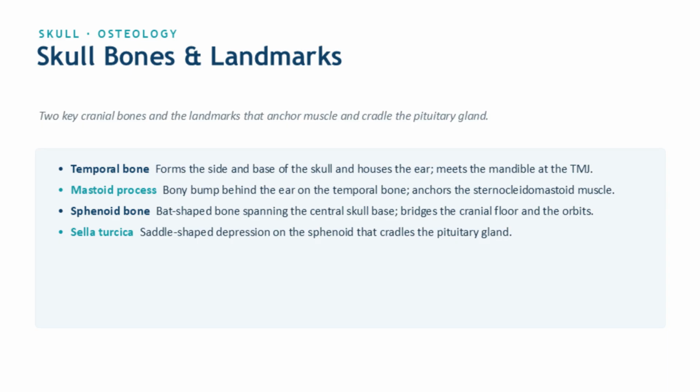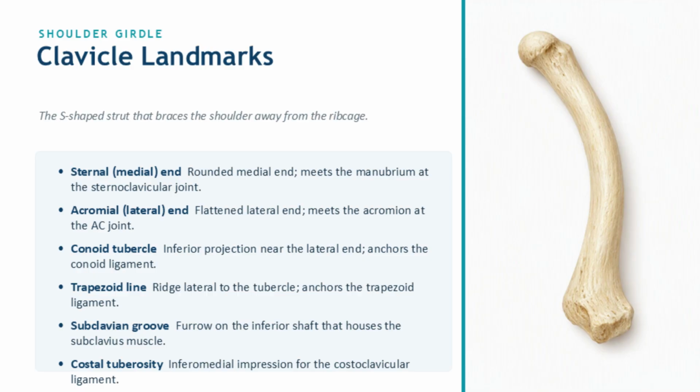The skull provides the foundation for many muscles of the head and neck, but movement of the upper extremity begins with another important structure, the shoulder girdle. Clavicle landmarks. The clavicle, commonly known as the collarbone, serves as a strut that positions the shoulder away from the trunk. This unique design helps maximize mobility of the upper extremity while also transmitting forces between the arm and the axial skeleton. Several important landmarks are found along the clavicle and serve as attachment sites for muscles and ligaments.